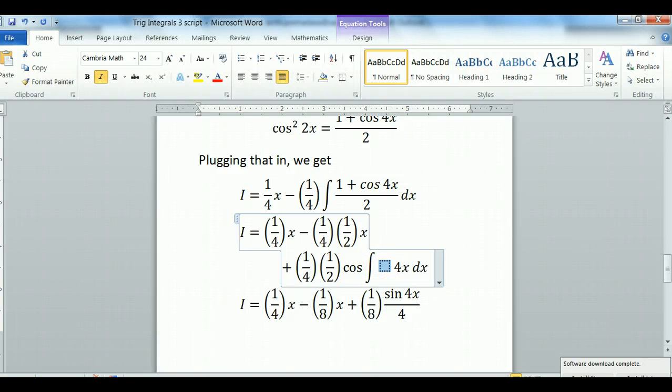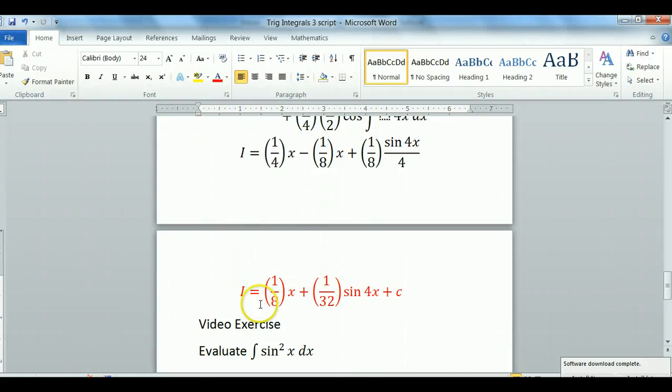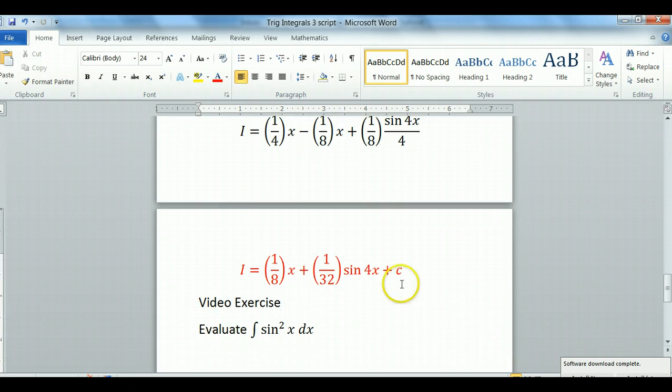That's it for this class. So we have the answer I is equal to 1/8 x minus 1/32 sine 4x plus c. And then I will leave you with a video exercise, which is to integrate sine squared x.